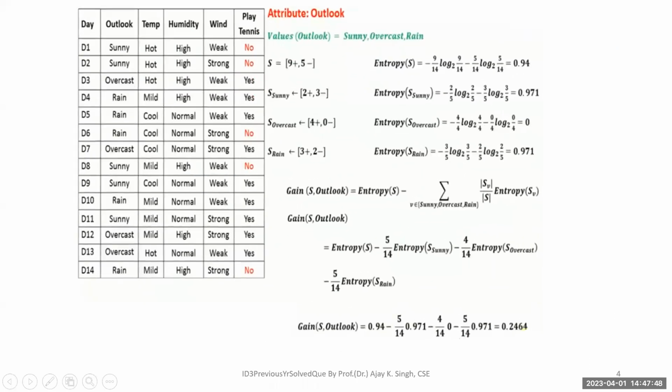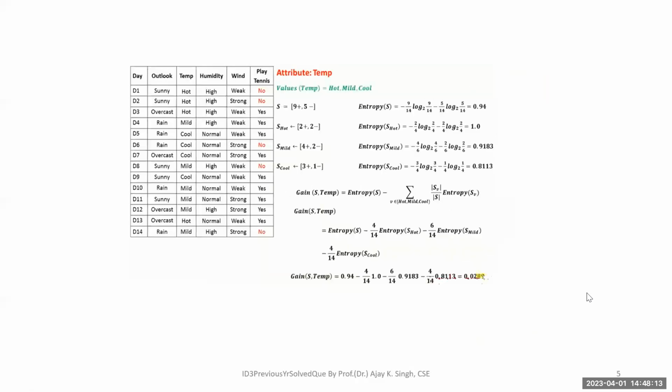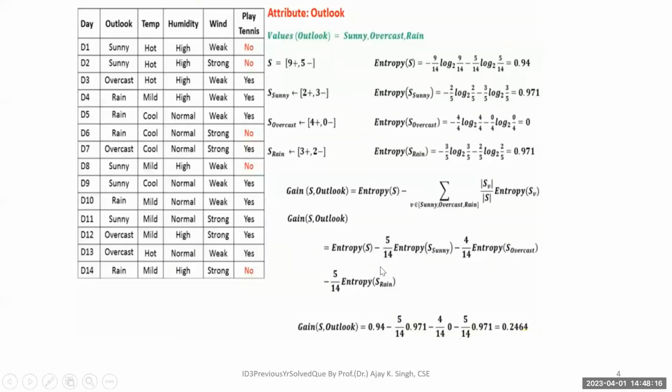Now here we are going to learn two things. One is your entropy and another is your information gain. These are the two important things. So first of all, we are going to calculate the entropy, and based on this entropy, we are going to calculate the gain. That is called information gain also.